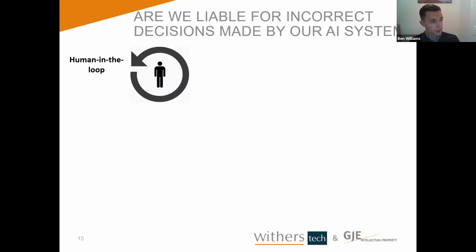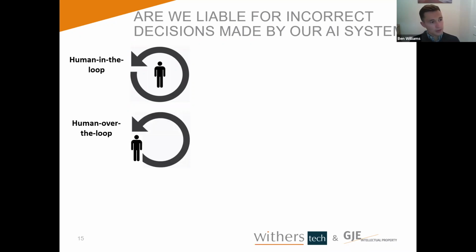So the first one we would call a human in-the-loop system. That is where a recommendation driven by an artificial intelligence algorithm is made to the end user, but the end user is always in control as to whether they accept and act on that recommendation or whether they choose to ignore it and act on their own knowledge and experience. That's a human-in-the-loop system.